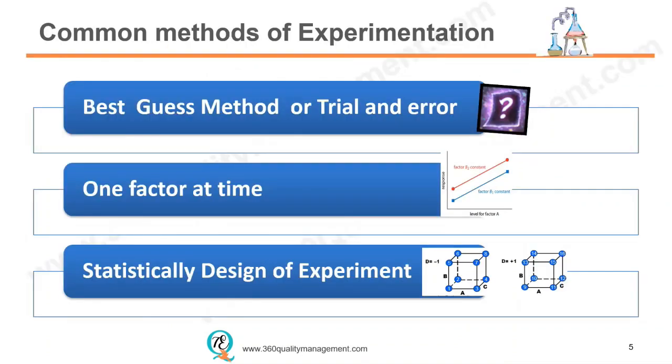In the next few slides, we will go through the common methods of experimentation, which includes the best guess method or known as trial and error, one factor at a time, and also statistically designed experiment that is used to establish the relationship or to find out how the process input factor X has an impact on the process output, which is the results.